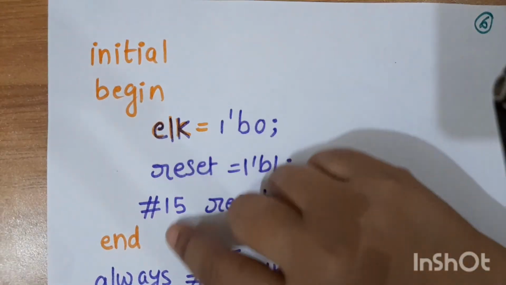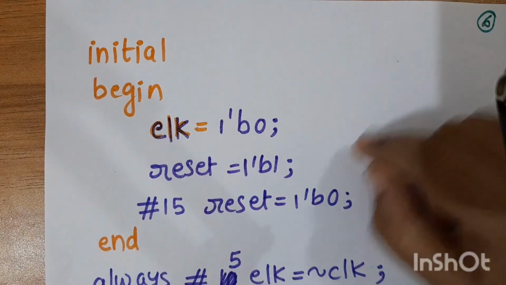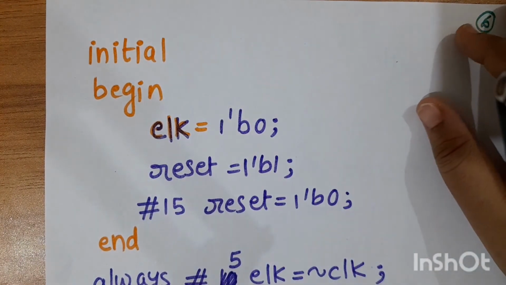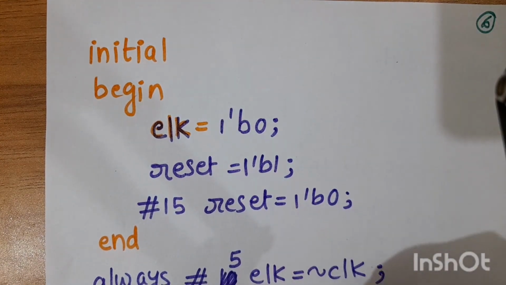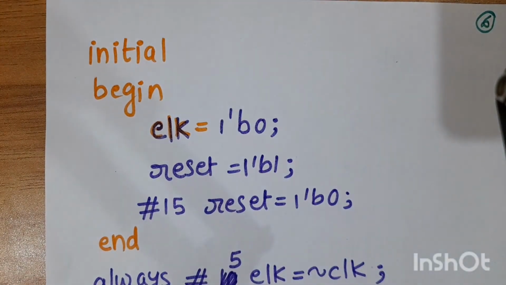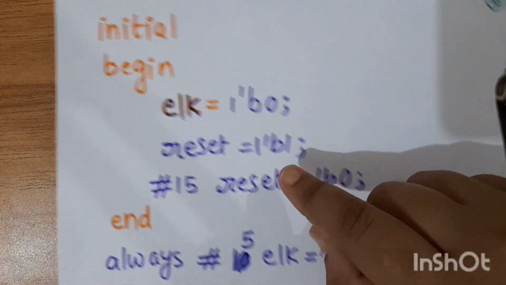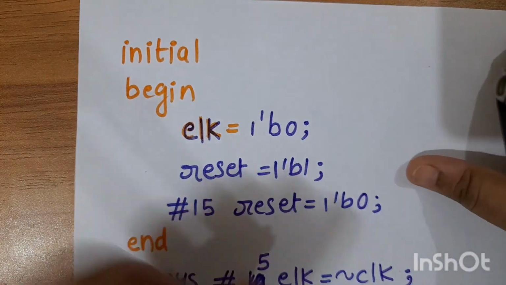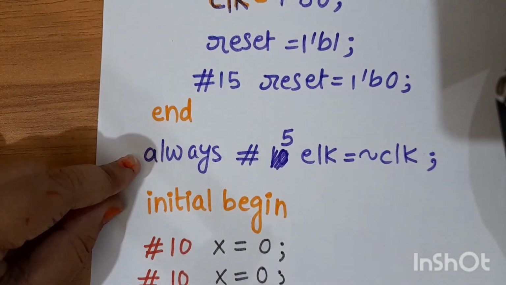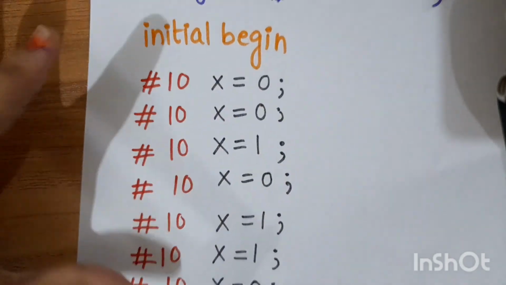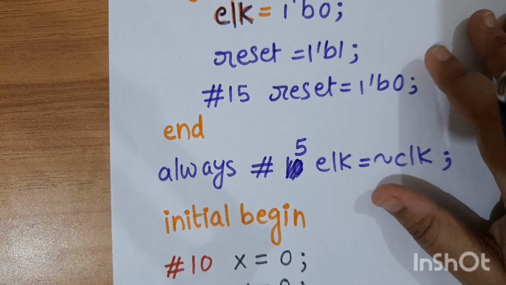Here is the initial begin end block. Initially the clock is set to 1'b0 semicolon. Reset is equal to 1'b1 semicolon. #15 reset is equal to 1'b0 semicolon and end. Now you see, these are the initial values provided in the initial begin end block. But this initial begin end block will run concurrently with this always block and this other initial begin end block also. All initial and always blocks run concurrently.